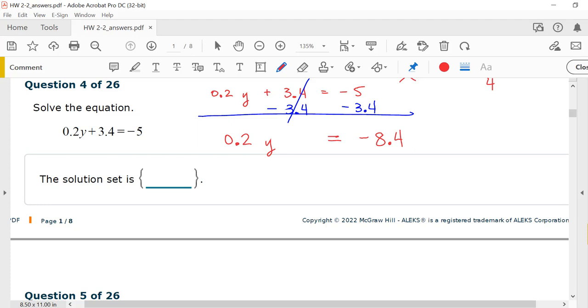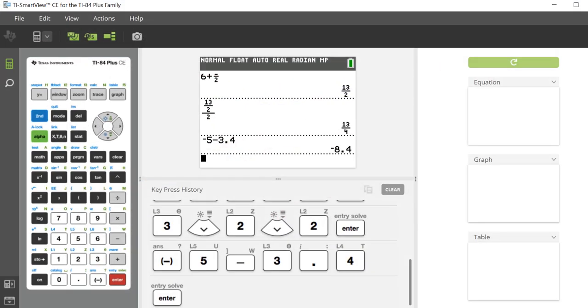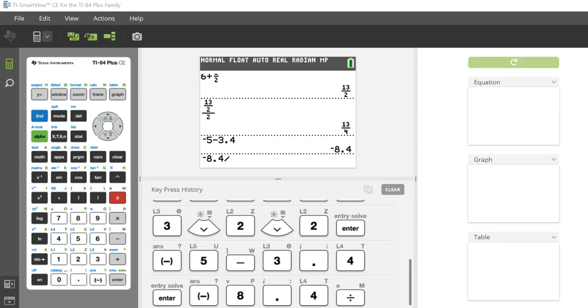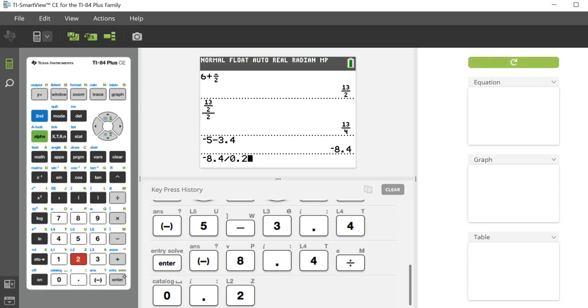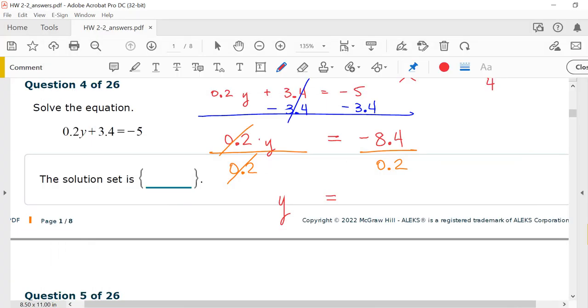So I have 0.2 times y. So to get y by itself, I'm going to divide both sides by 0.2. 0.2 divided by 0.2 is 1. 1 times y is y. And the right-hand side of the equal sign, negative 8.4 divided by 0.2 is negative 42. The solution set is y equals negative 42.